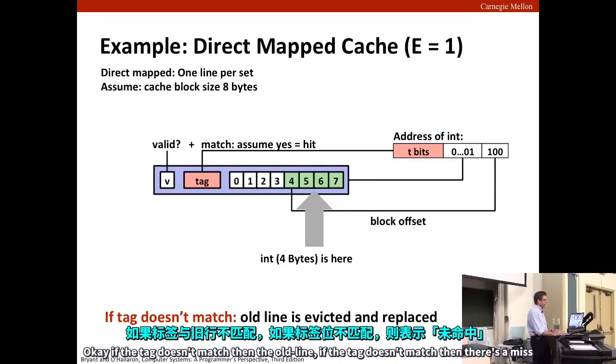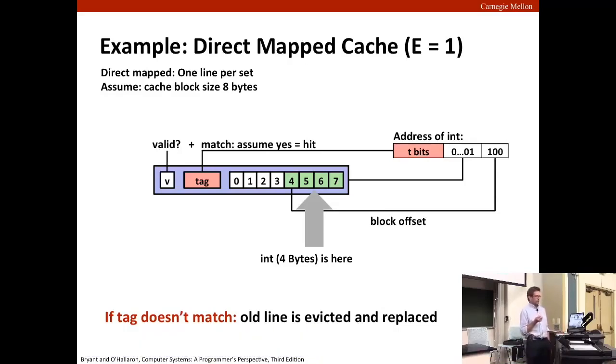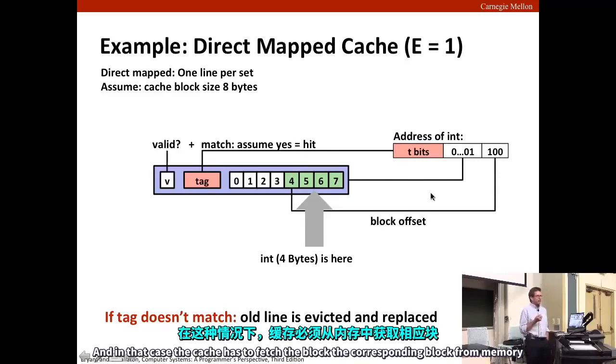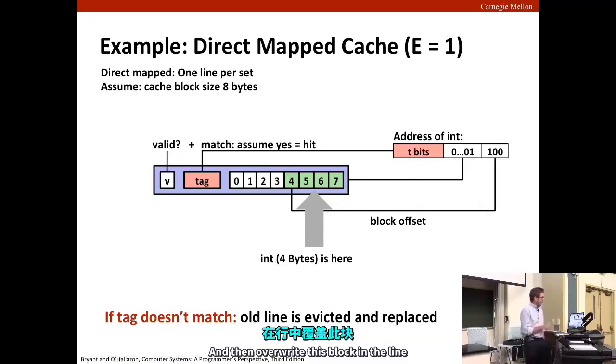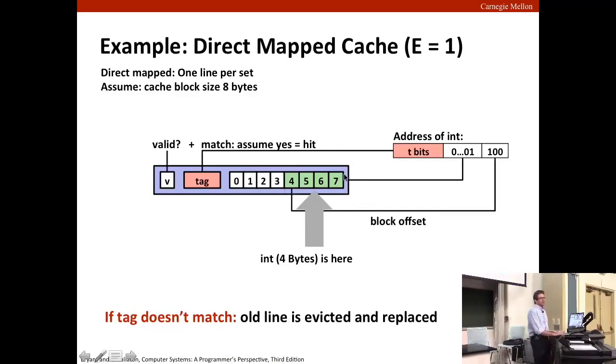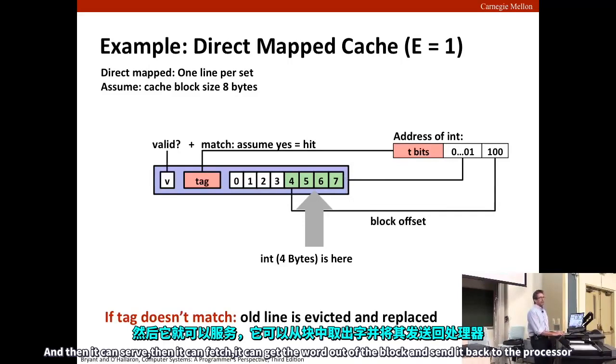Okay, if the tag doesn't match, then there's a miss. And in that case, the cache has to fetch the corresponding block from memory, and then overwrite this block in the line. And then it can get the word out of the block and send it back to the processor.